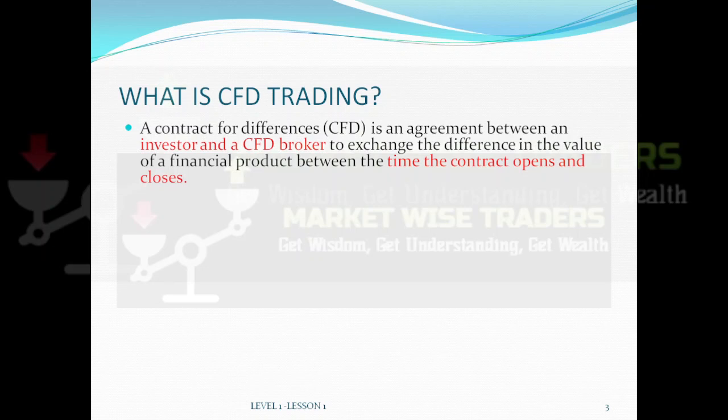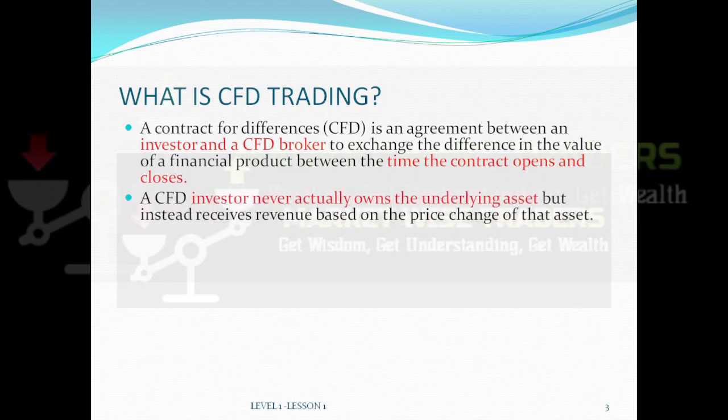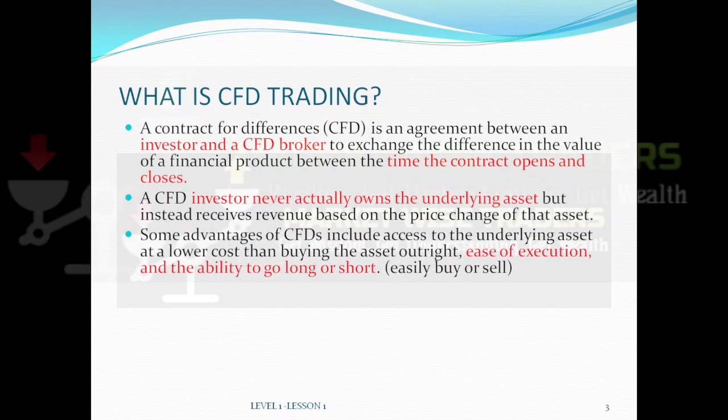CFD is short for contract for difference. That's an agreement between an investor and a contract for difference broker to exchange the difference in the value of a financial product between the time the contract opens and closes. So basically it's a deal you make with a broker for the change in price of an asset. When you approach your broker, you never actually own the asset, but instead you receive money based on the price change of that asset, isn't it?